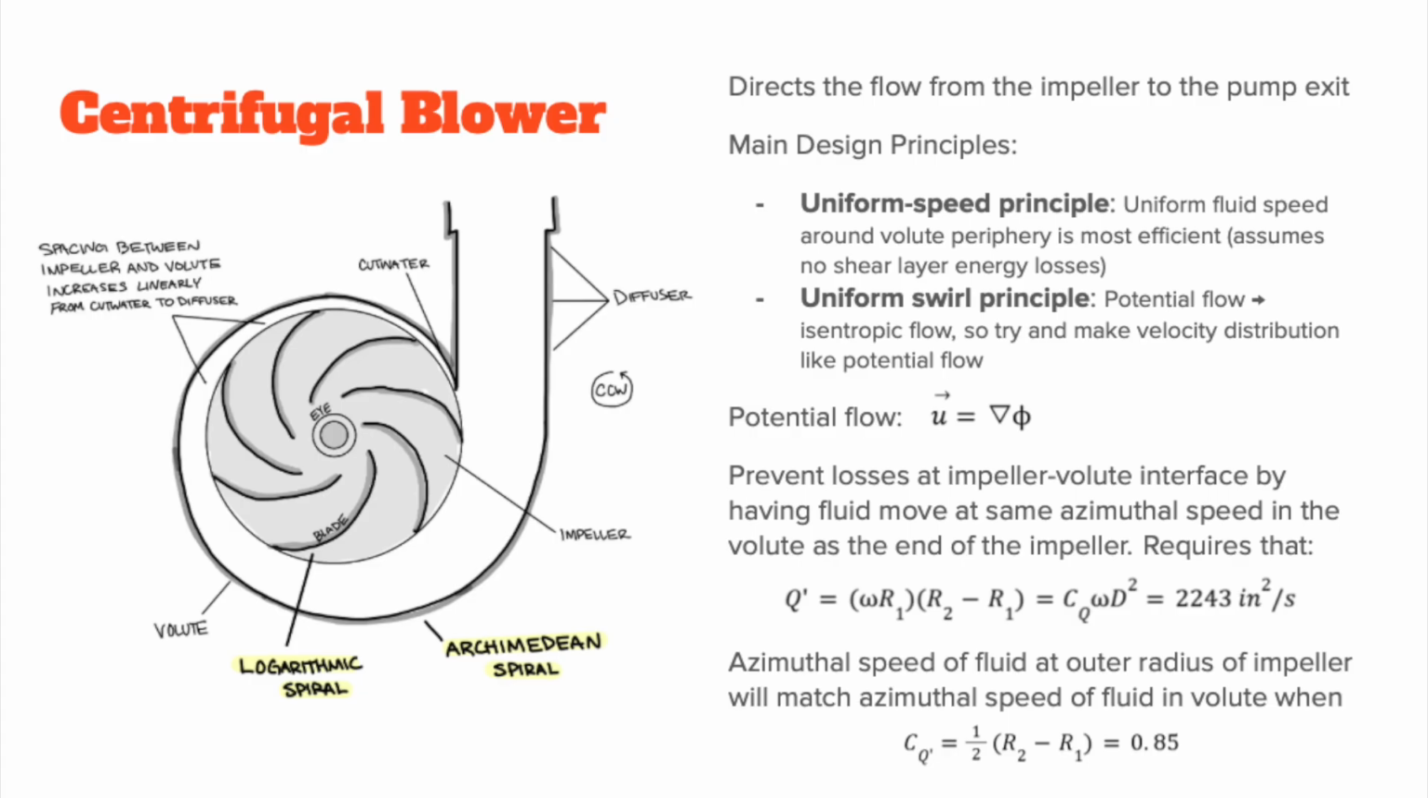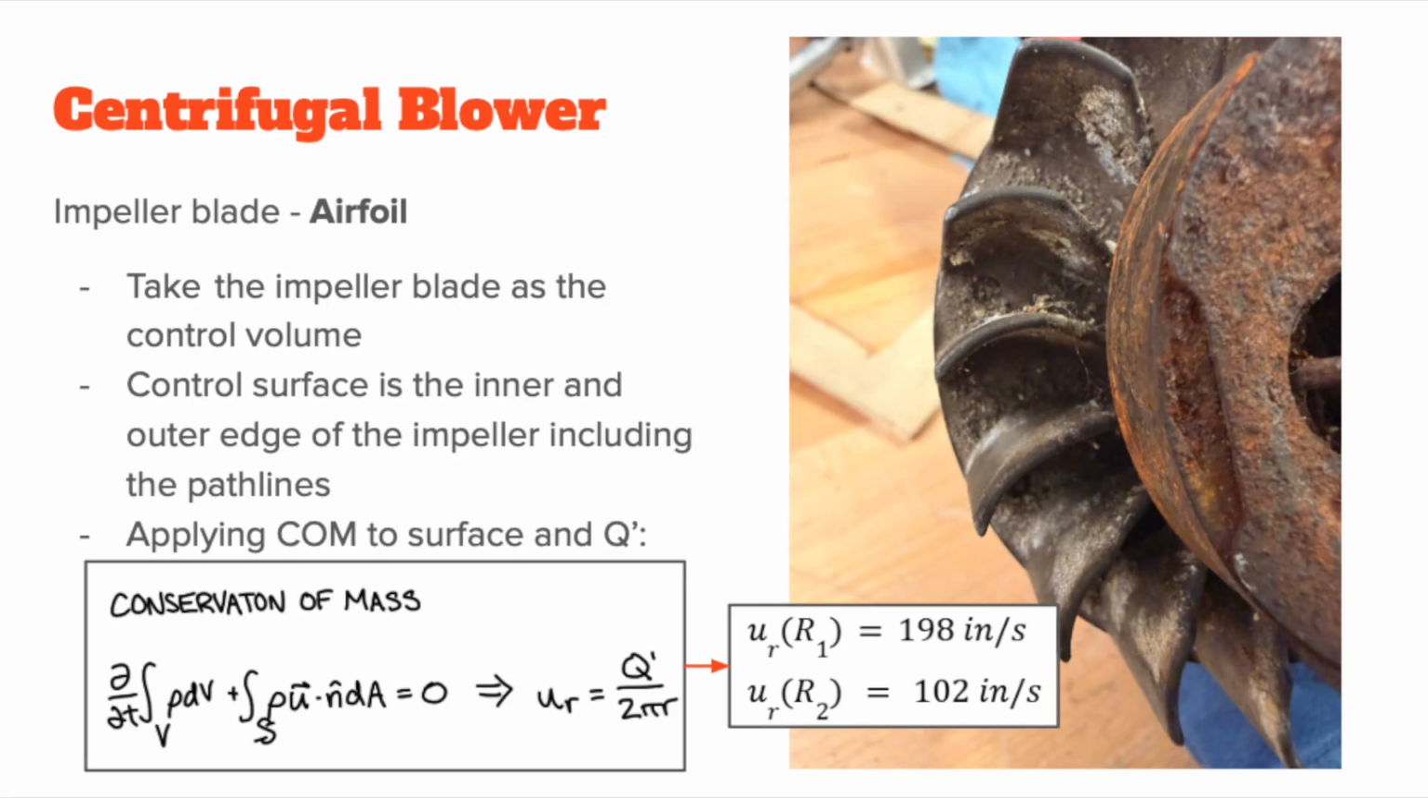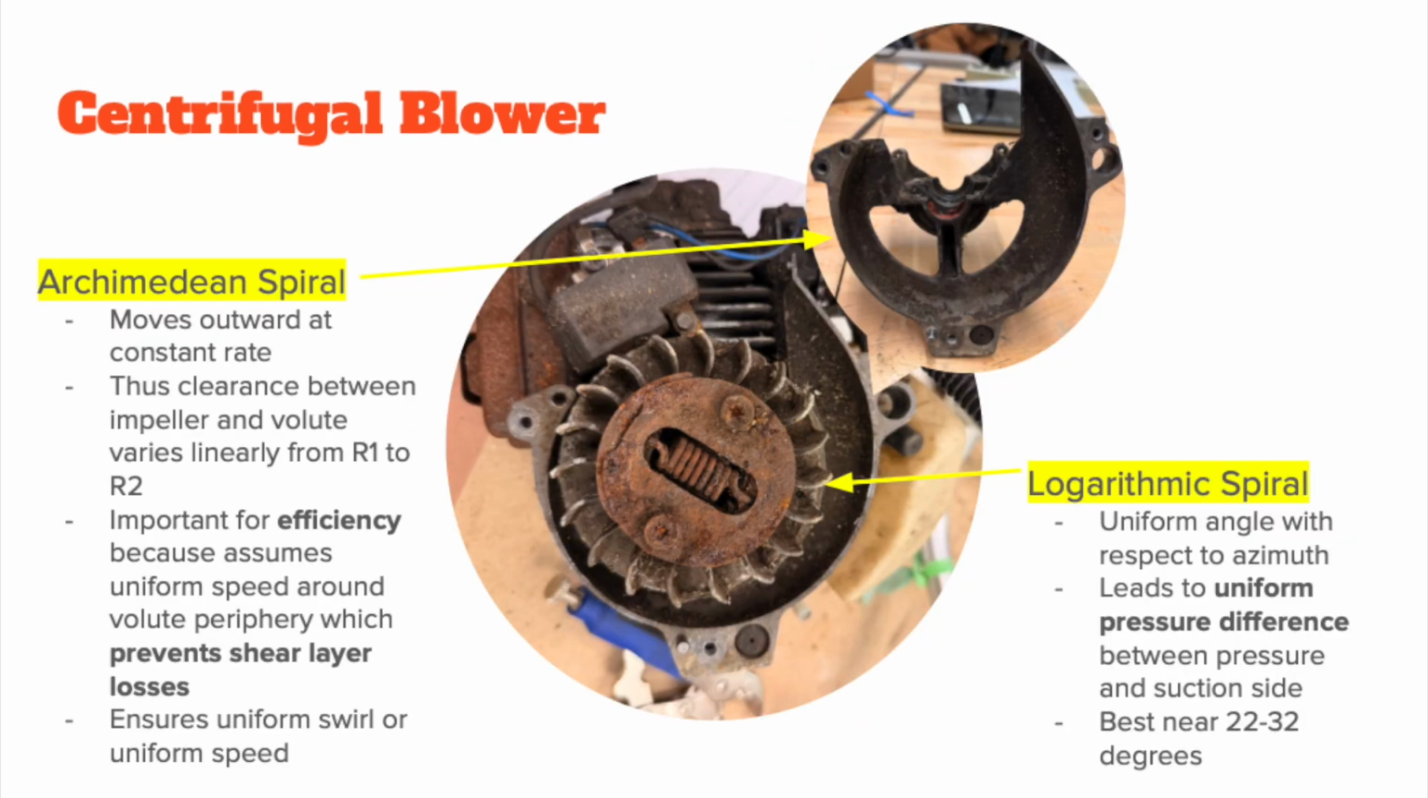losses. To reduce these losses, design goals have the fluid in the volute initially move at the same azimuthal speed as the fluid exiting the impeller. This condition is imposed through the flow rate per depth relationship, which you can see in the third equation. If we take the impeller blade as a control volume and the control surface as the inner and outer edge of the impeller, including the path lines, and we apply conservation of mass, we can get an equation for the radial velocity. These impeller blade airfoils are shaped as logarithmic spirals. The volute is shaped as an Archimedean spiral, which moves outward at a constant rate. Thus, clearance between the impeller and volute varies linearly from radius 1 to radius 2.